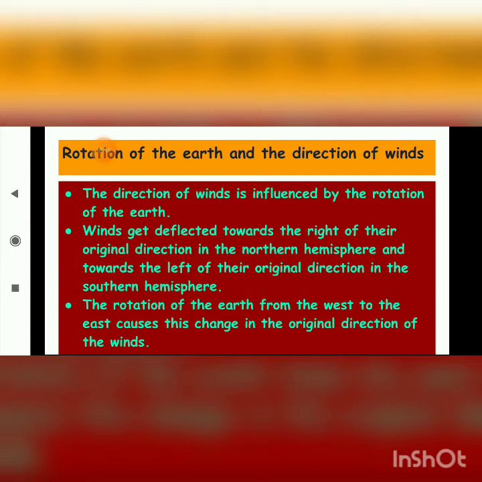Okay, so what does it mean? It means rotation of the earth from west to east causes this change. Okay, because the earth rotates from west to east, it causes this change in the original direction of the winds. Here you can see, students, the diagram which is figure 5.2, change in direction of winds. You can see the red arrow is the original direction of air, which is from high pressure to low pressure. And the blue arrow, students, that is the changed direction. And why is it changed? Because of rotation.